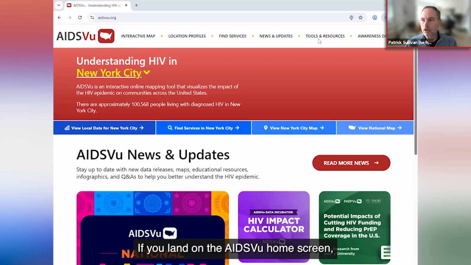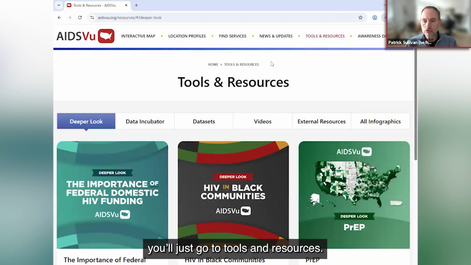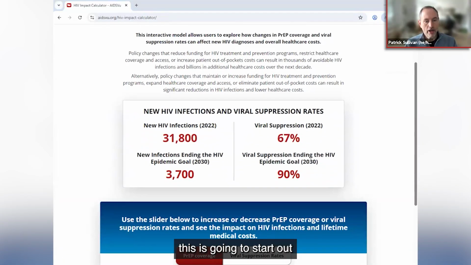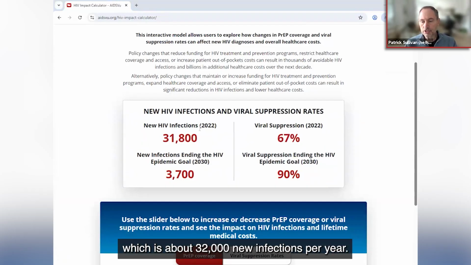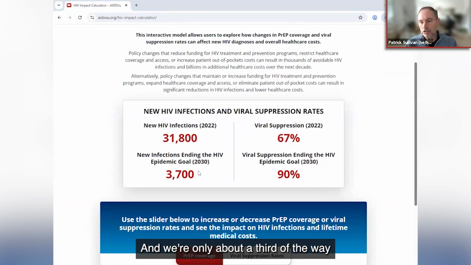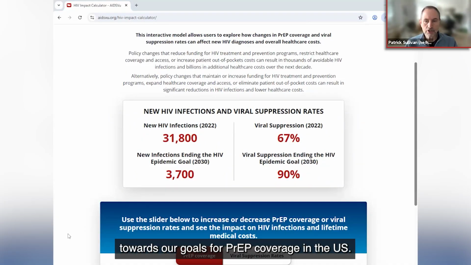If you land on the AgeView home screen, you'll just go to Tools and Resources. We're going to go to the Data Incubator, and there's a nice purple icon here for the HIV Impact Calculator. Really, this is going to start out with an understanding of where we are in the epidemic, which is about 32,000 new infections per year. About 2/3 of people living with HIV have viral suppression, and we're only about 1/3 of the way towards our goals for PrEP coverage in the US.